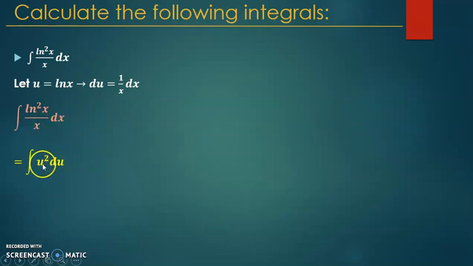Now this integral is also very easy. It's u to the power 3 over 3. You add 1 to the power, and you divide by the new power, plus c. And again, don't forget the last step where you need to replace u by its substitution, which is ln x. So you get ln cubed x over 3 plus c.